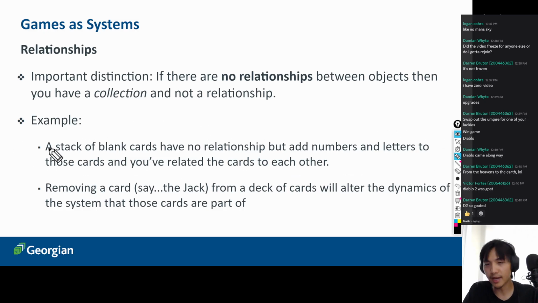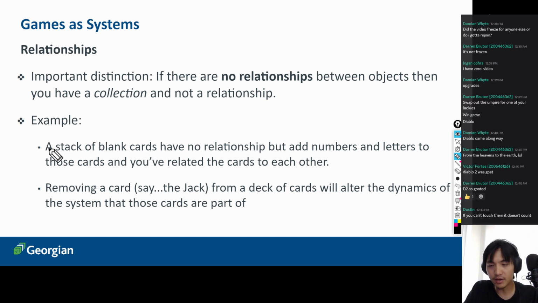If you have a stack of blank cards, they don't have a relationship with each other. But once you start adding playing card numbers, right? You have numbers and letters on those cards. Now they have ranks. They have relationships between each other. You might say that a three is less than a four, right? I know it's crazy, right? But a three is less than a four. They have a relationship with each other. A queen is greater than a jack. There's a relationship.